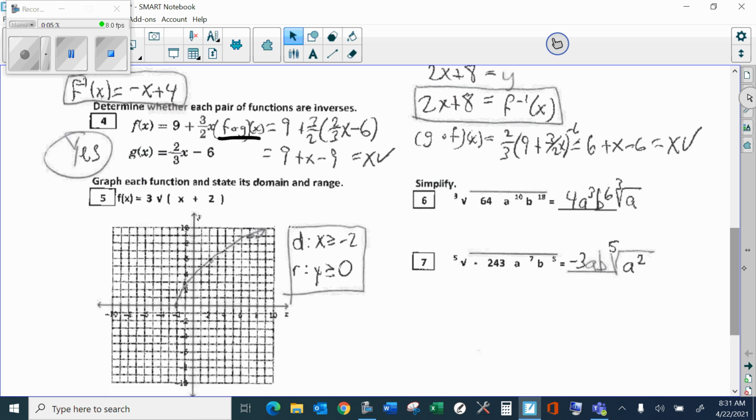And if that comes out to be x, then I need to switch into the g of f of x and see if that comes out to be x. If they're both exactly x, then they are inverses. So that's the work you must show.